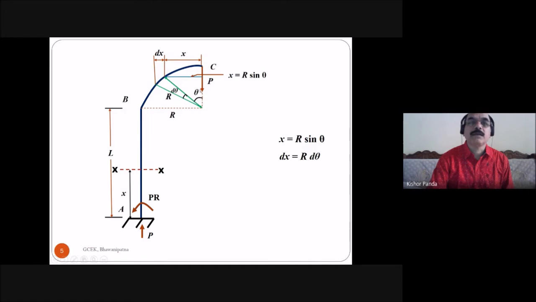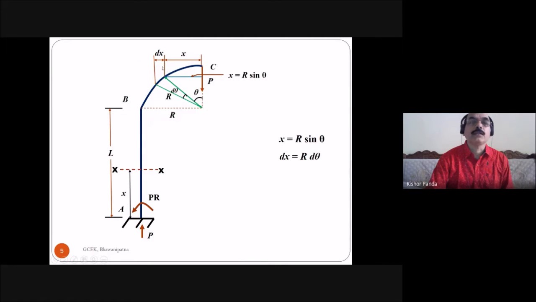So if this is theta angle and this is the radius of the arc, what is the length of this one? Because sine theta is equal to this side by this side. So this side is equal to r into sine theta. Sine theta is equal to x by r, where this is your x distance and this is r distance. So x is equal to r sine theta. So this distance is equal to r sine theta, and dx is equal to r d theta. Because this is the very small elemental length, and this elemental length and this arc are both equal as the angle is very small.